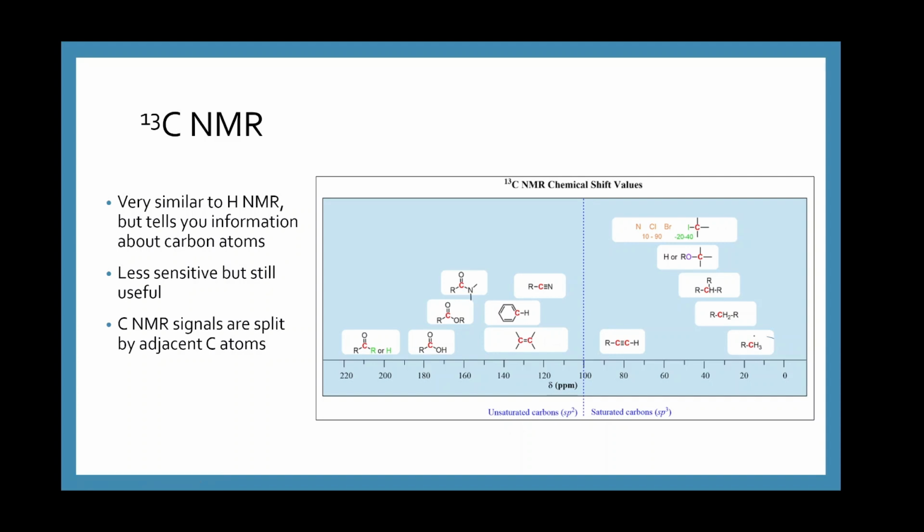Again, we have alkanes, pretty low ppm. Carbonyls are all high ppm, and then we've got everything in between. So you can use this as a reference if you're trying to identify groups of carbon signals.